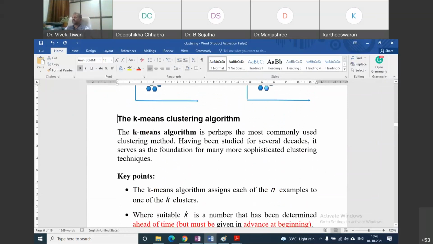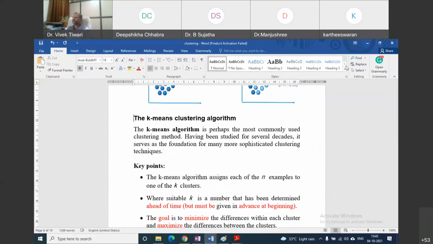Let me start with K-means clustering. What is K-means clustering? K-means clustering is perhaps the most commonly used clustering method. Whether you are from data science or not, somehow, somewhere, you might have heard the name of K-means clustering. There are various versions of K-means clustering in the market, like fuzzy K-means, centroid K-means, and many others. I'm going to explain the simplest version, and I'm not going into those.